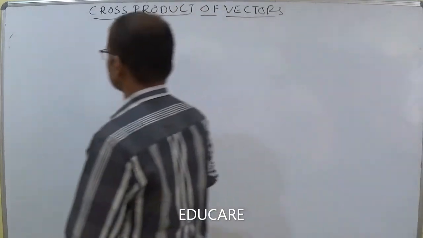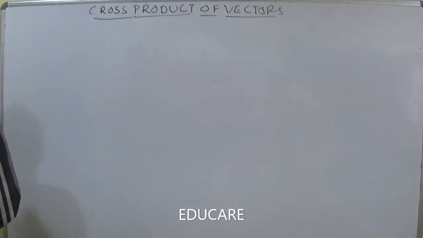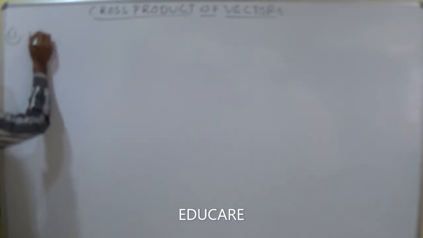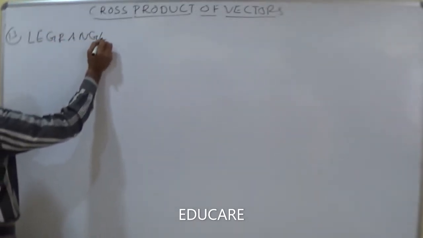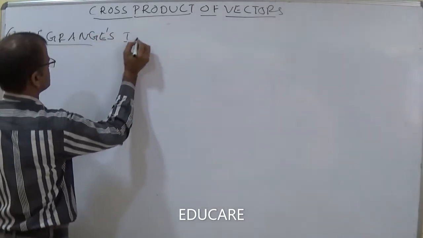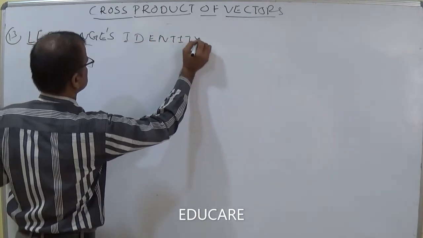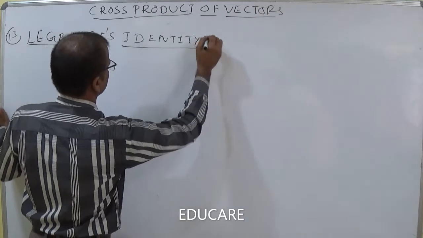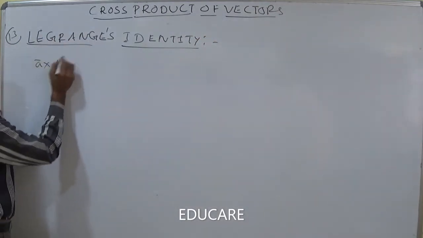Next one, the 13th point, Lagrange's identity we can discuss. What is Lagrange's identity? We have discussed this topic in the first class, and this topic also in DCs and DRs, in the dot product also. Let us write the definition.